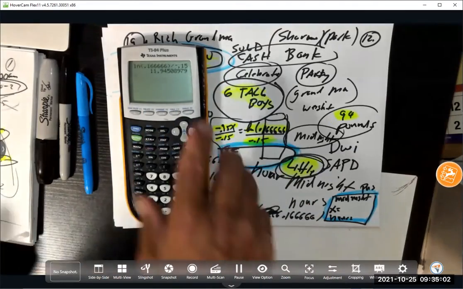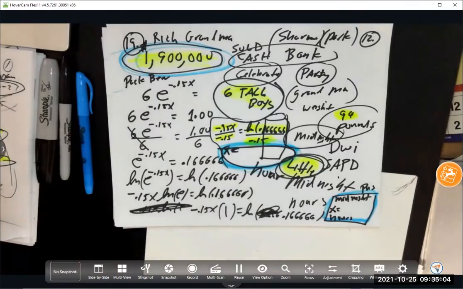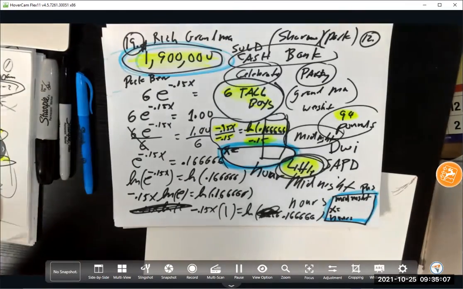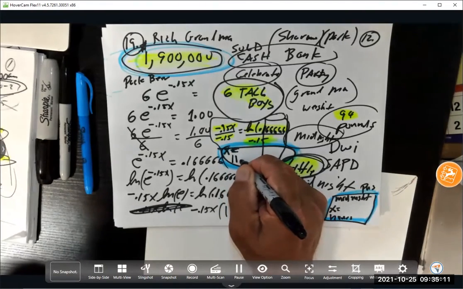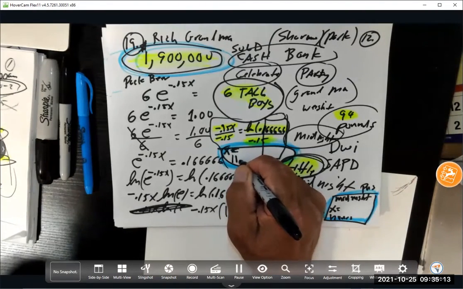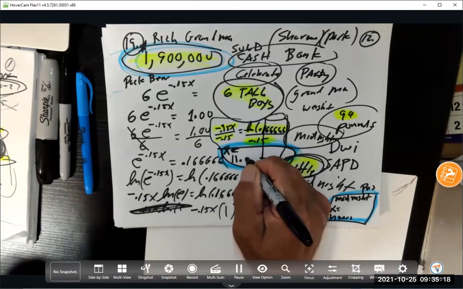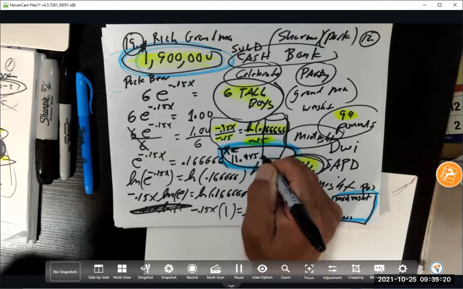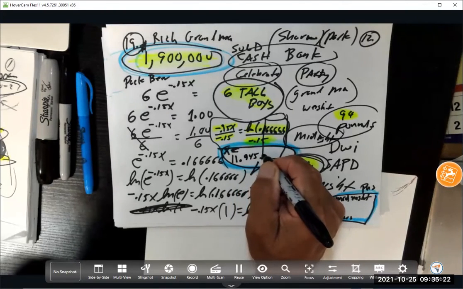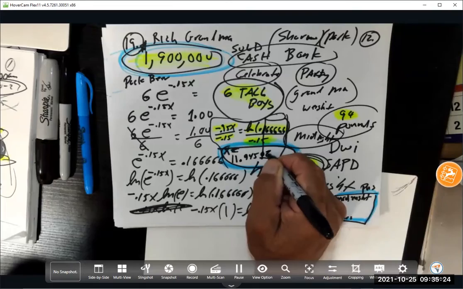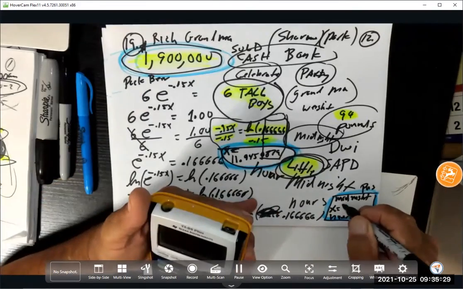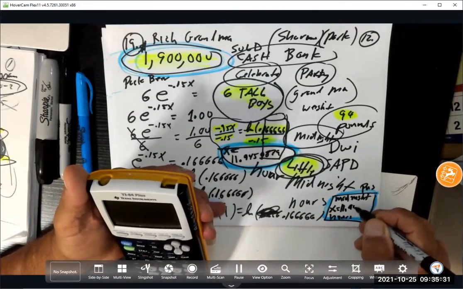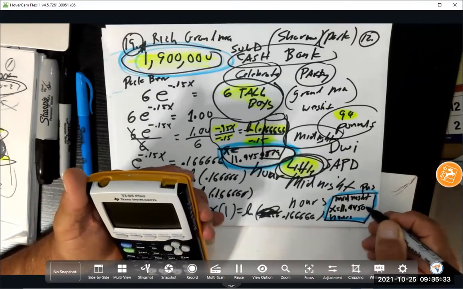I got 11 something. 1194. What did you get? I got 11. Okay, 11 point what? 94508979. Is that right? Correct. Let me write it again. So you said 11.9450879.